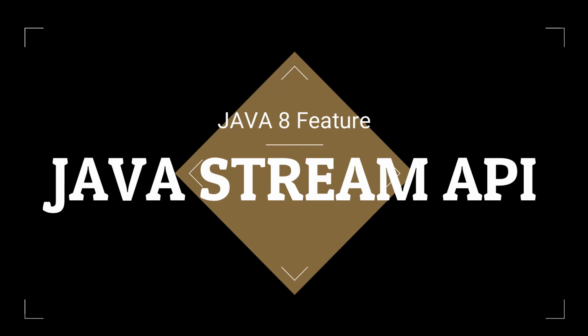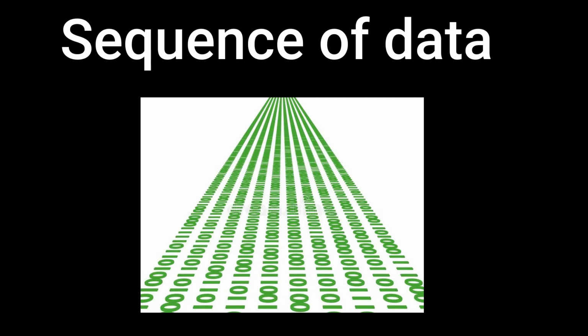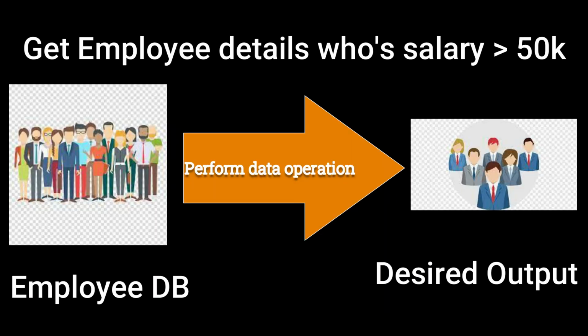It is not new, it was introduced in Java 8 itself. So what exactly does it do? Before understanding this API, we need to understand what a stream is. A stream is a sequence of data which we are getting from some source. And via this Stream API, we perform some operation and get the desired result.